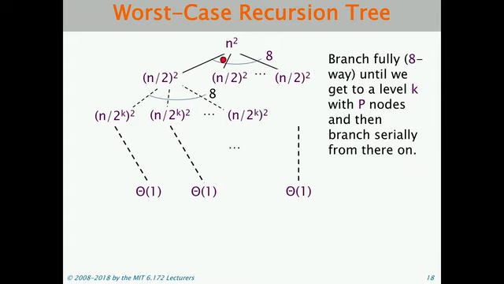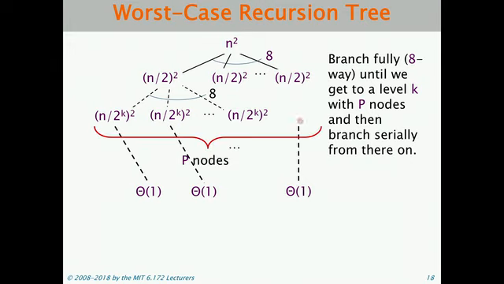So on each level of recursion, we're branching 8 ways. And most of the space is going to be used near the top of this recursion tree. So if I branch as much as possible near the top of my recursion tree, then that's going to give me my worst case space bound, because the space is decreasing geometrically as I go down the tree. So I'm going to branch 8 ways until I get to some level k in the recursion tree where I have P nodes. And at that point, I'm not going to branch anymore because I've already used up all P nodes, and that's the number of workers I have.